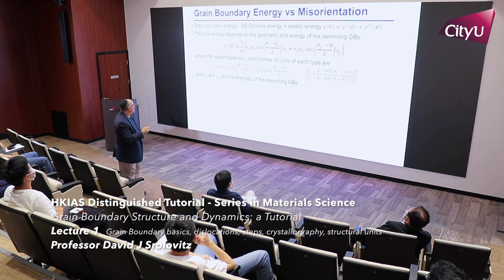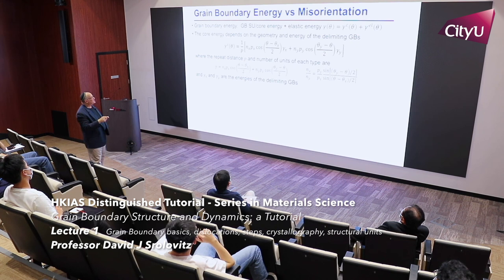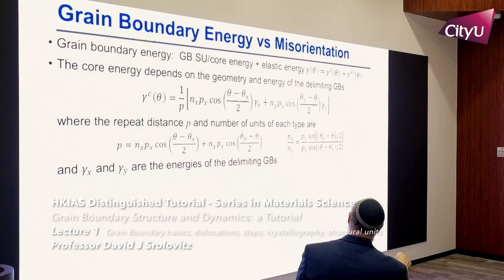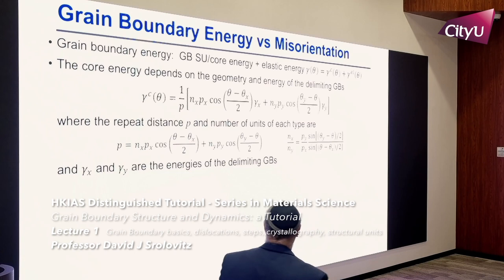again, the important thing is we need to be able to describe the grain boundary structural unit, which is the core energy, like the core of a dislocation, and then an elastic energy, and the whole energy is just the sum of those two. Okay, so I'm not going to derive it for you, but it comes from an argument like I showed you before.